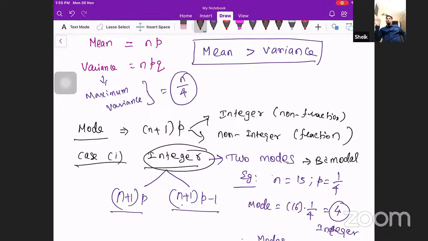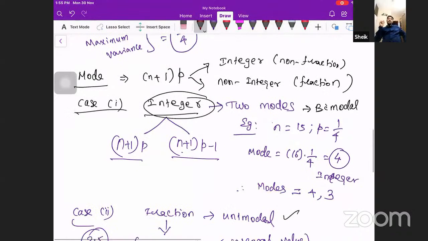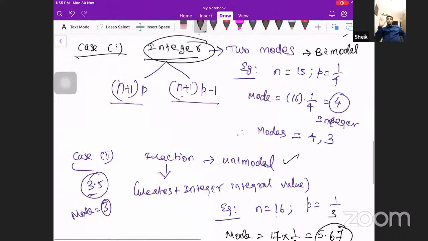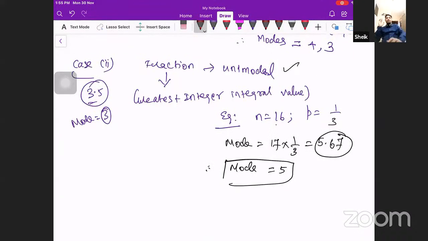The last part of binomial distribution we need to learn is mode. Mode is nothing but (n plus 1) into p. n will be given to you, p will be given to you, and we have to find (n plus 1) into p. Sometimes (n plus 1) into p can be an integer or a fraction. When it is an integer, we have to take two possibilities, that is, (n plus 1) into p and (n plus 1) into p minus 1. When it is a fraction, it is unimodal, and we need to take the greatest integral value.